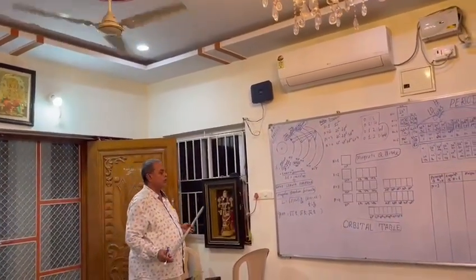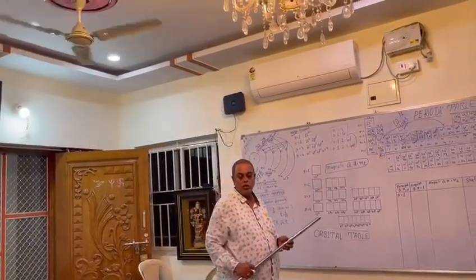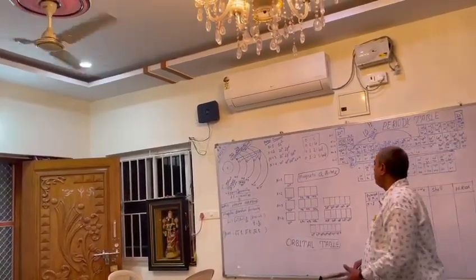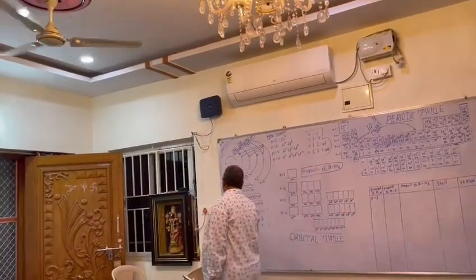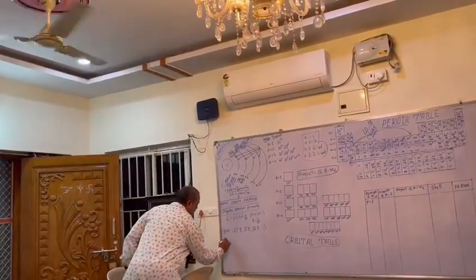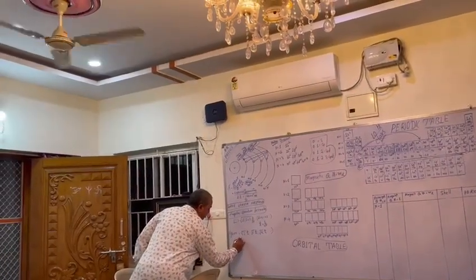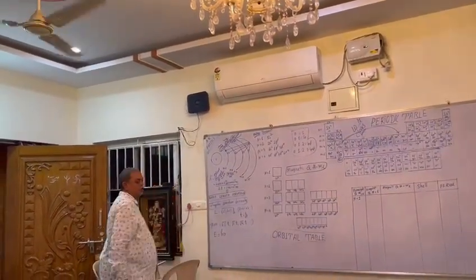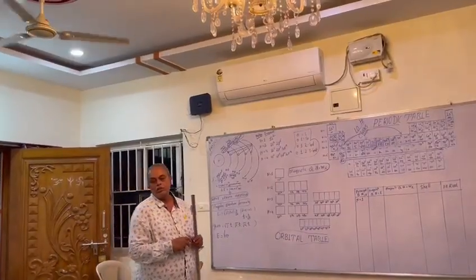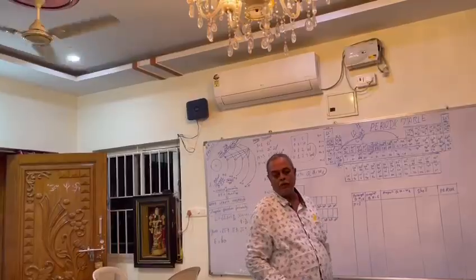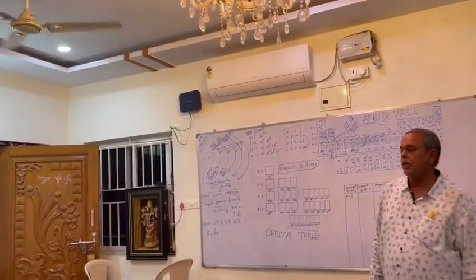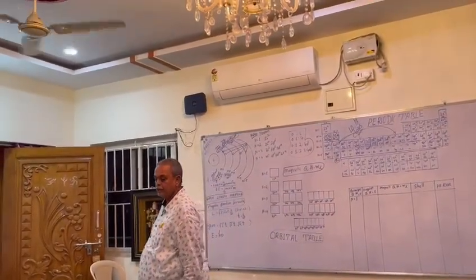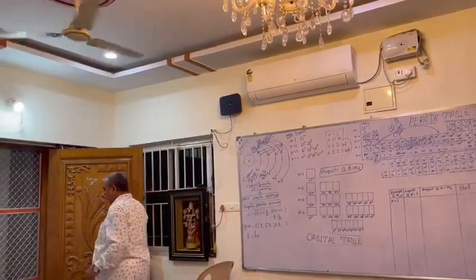Energy is equal to h nu, where nu is equal to c by lambda, and c is the speed of light in air.